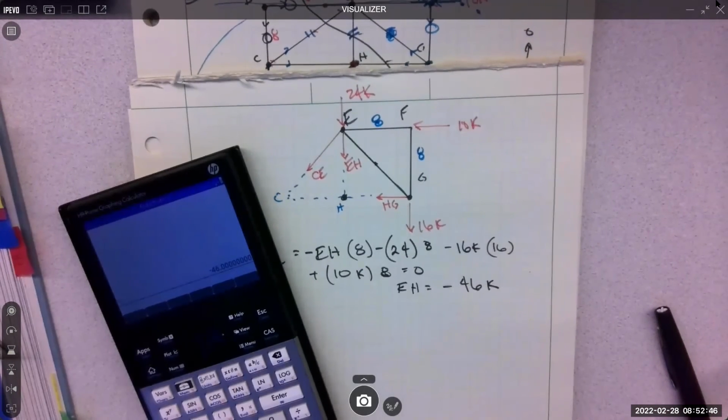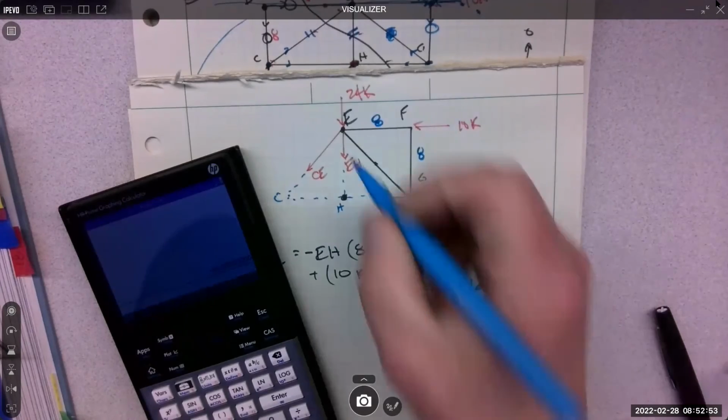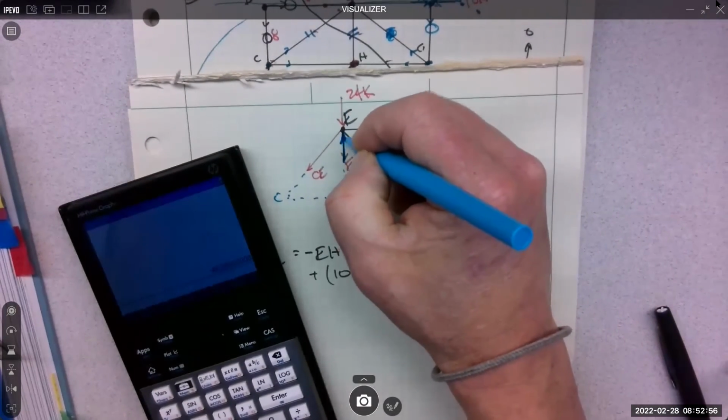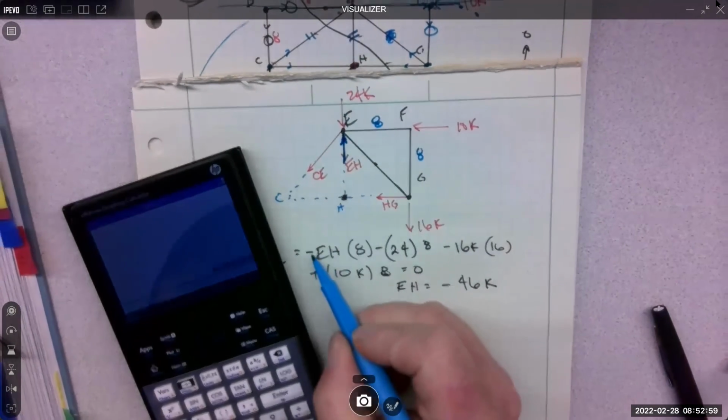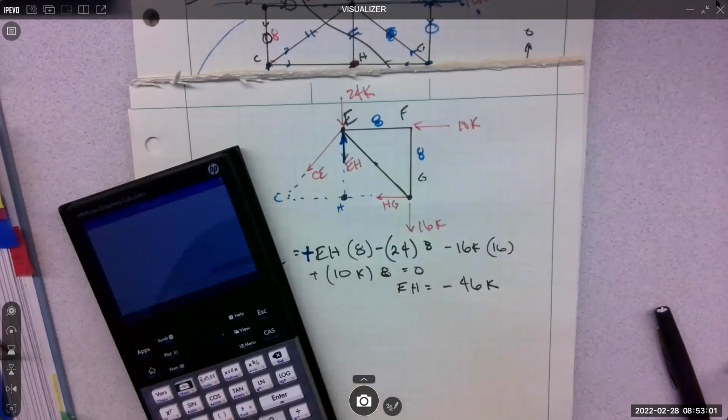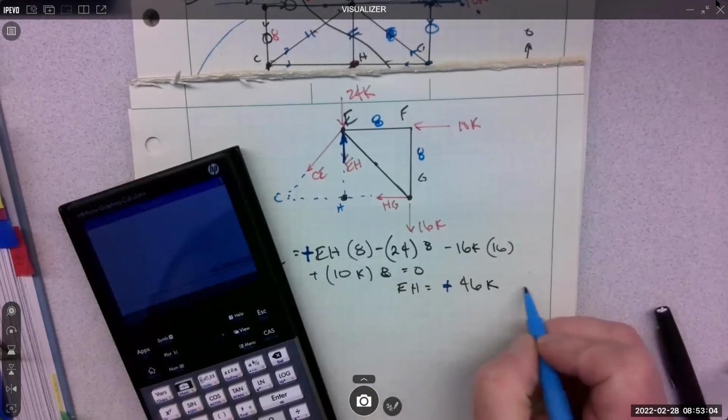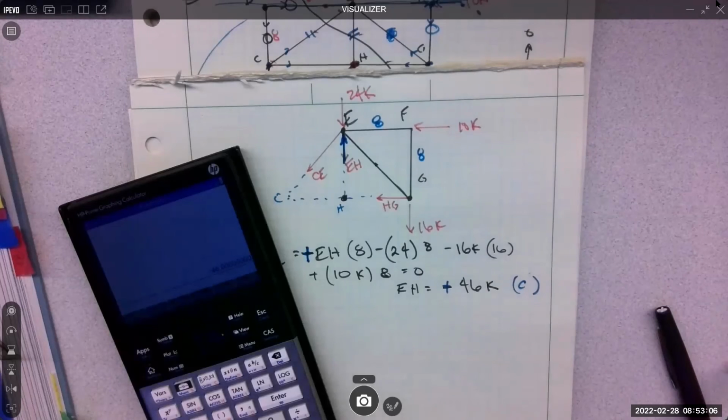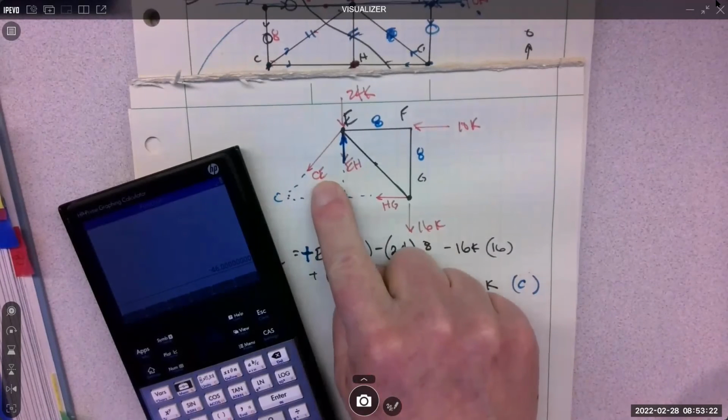Anyone else get 46K? I get negative, which means EH is going the wrong way, which Junior already said. I just didn't believe him. EH goes up. That changes EH's sign. We want to make sure we change that in the formula and then get this positive, and then it makes it compressive, right? We are left with 1 to get, and that's CE.